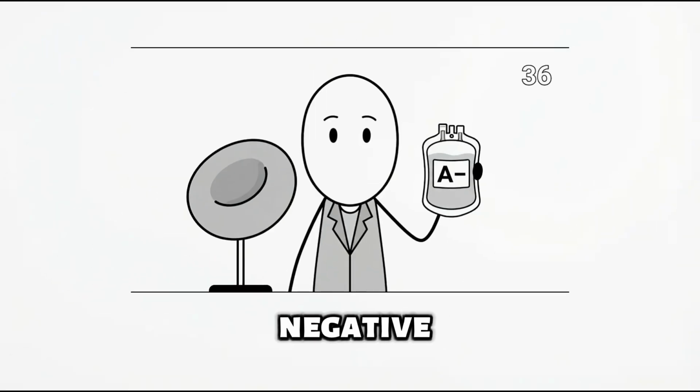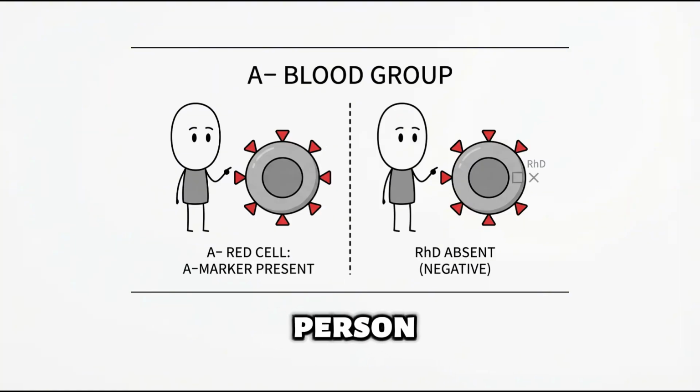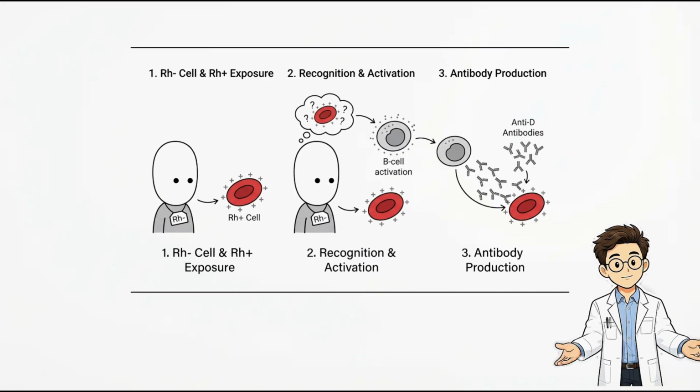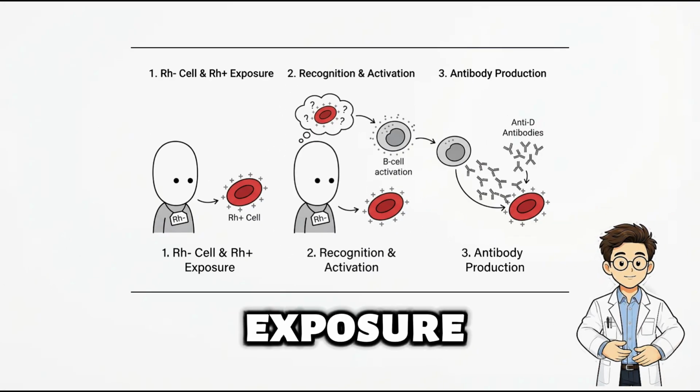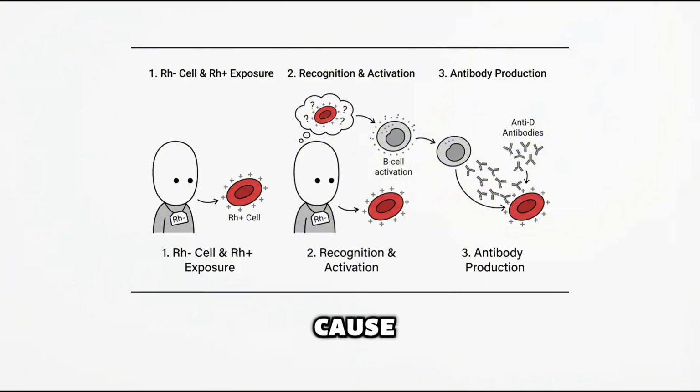2. A negative blood, A-, carries the A marker on its red blood cells, but lacks the RhD badge found on positive blood types. A person with A minus blood has the A antigen, but does not have the RhD antigen on the surface of their red blood cells. Their plasma usually contains antibodies against B. Because RhD is absent, exposure to rhesus-positive red blood cells under certain circumstances may cause the body to produce antibodies against the D antigen.